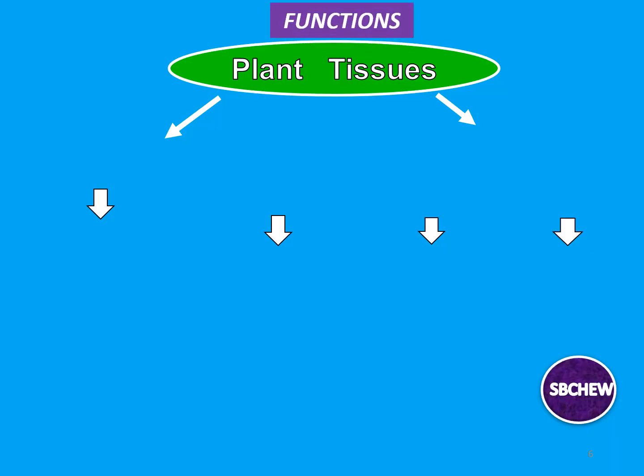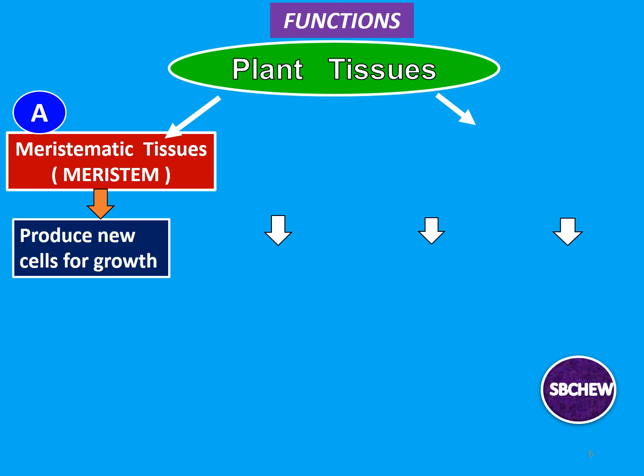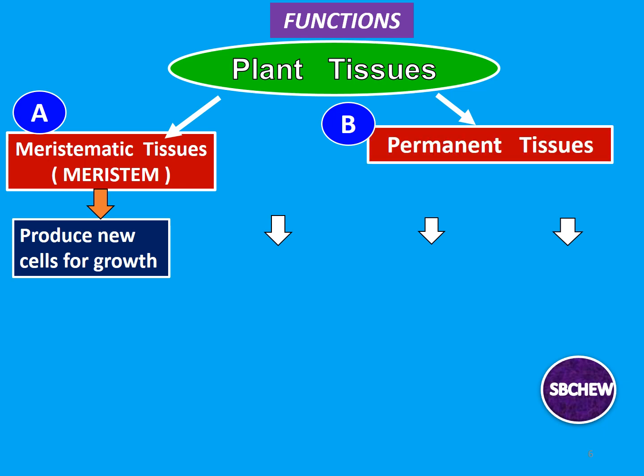Here we see the functions of the various plant tissues. Meristematic tissues are used to produce new cells for growth. They produce new cells through cell division by a process called mitosis. For permanent tissues, there are three different types: the dermal tissues, ground tissues, and vascular tissues.